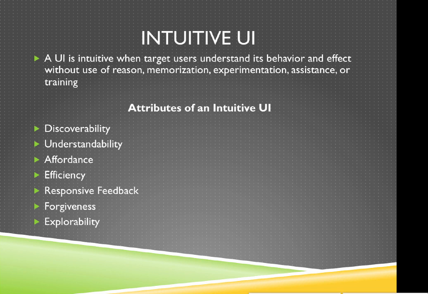So these attributes are actually in the McKay text, page 26, and he talks about discoverability. The entry point of the app is very clear. Understandability. The app takes seconds to figure out. Affordance. Visual cues are available and obvious and conventional. Efficiency. Performing tasks are seamless.